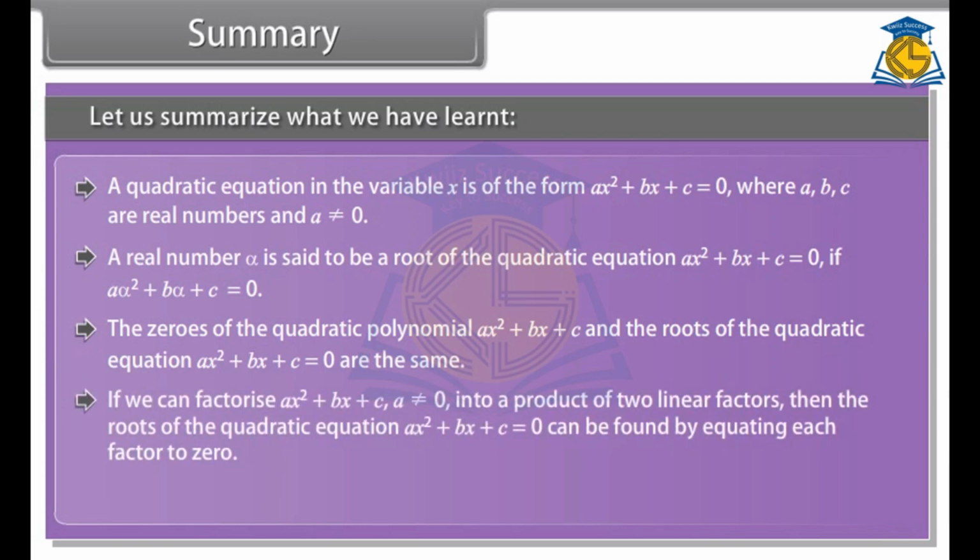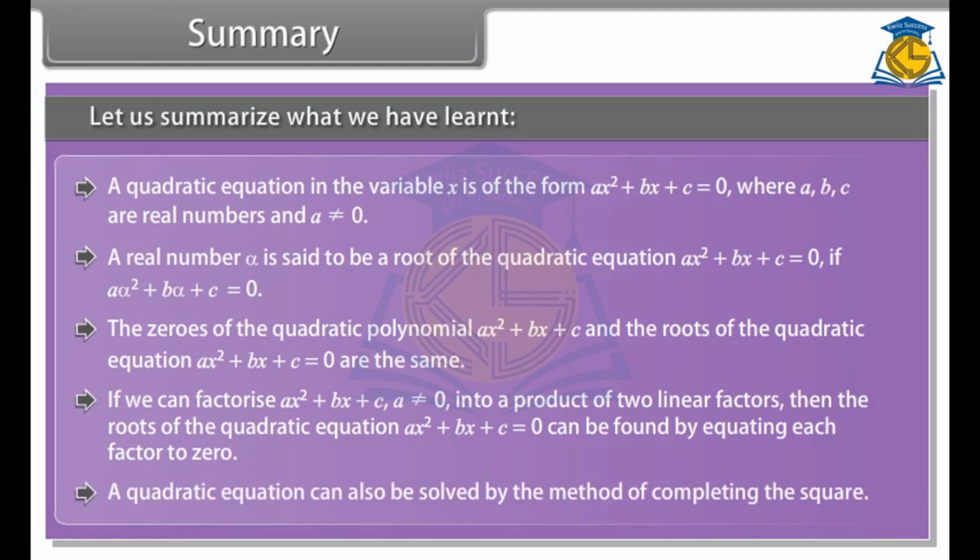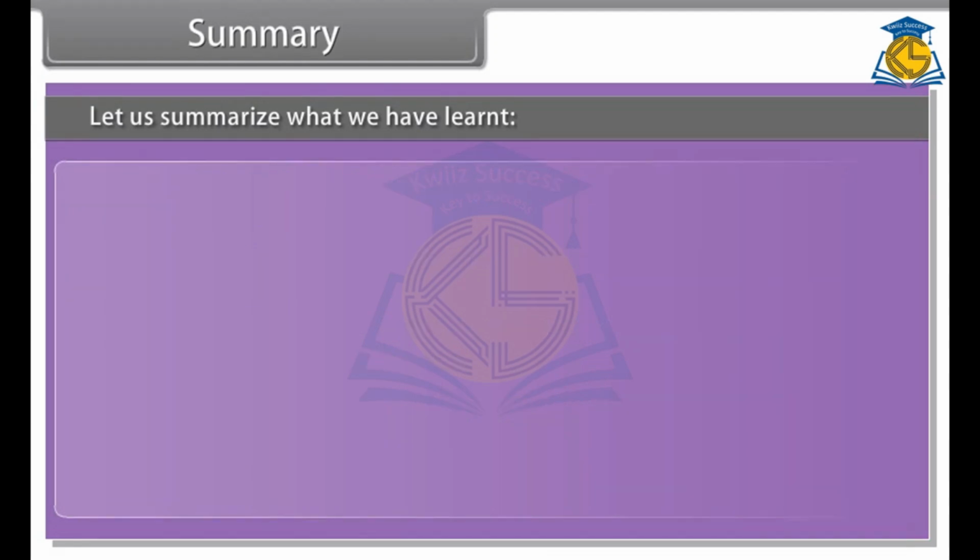If we can factorize ax square plus bx plus c, a is not equal to 0, into a product of two linear factors, then the roots of the quadratic equation ax square plus bx plus c is equal to 0 can be found by equating each factor to 0. A quadratic equation can also be solved by the method of completing the square.